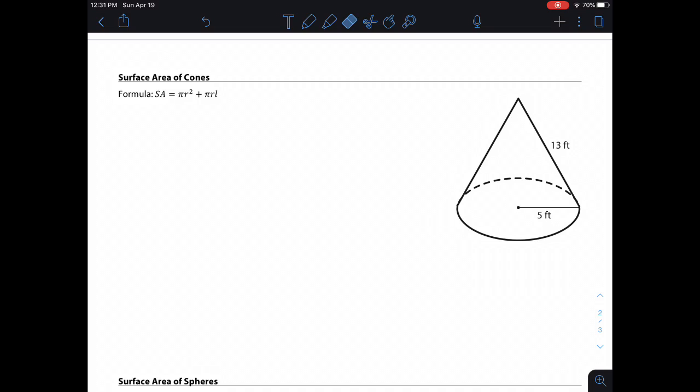Now, the next two, the cone and then the sphere, the cone only has two parts that we have to find the area of. And the first one is kind of cool. It's just a circle. So we have this circular shape down at the bottom of the cone, and we just do pi r squared to find the area of that circle.